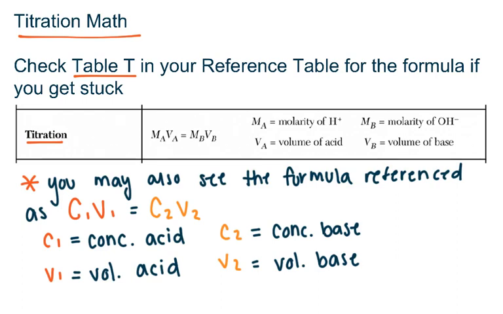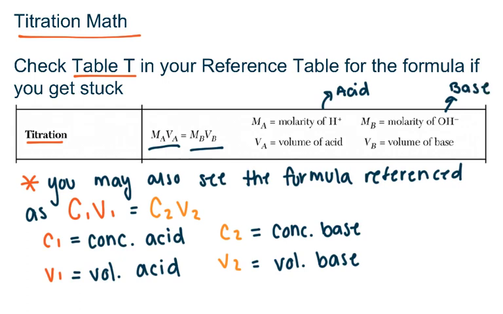The titration formula, I put it here, but just remember it's always in the reference table for you to go back and look at. So we have MaVa equals MbVb. Ma is the molarity of our H plus ions, or of our acid. Va is the volume of acid, so how much acid we either start with or we use, depending on which is our titrant. Mb is the molarity of OH minus, the molarity of our base. And Vb is the volume of base.